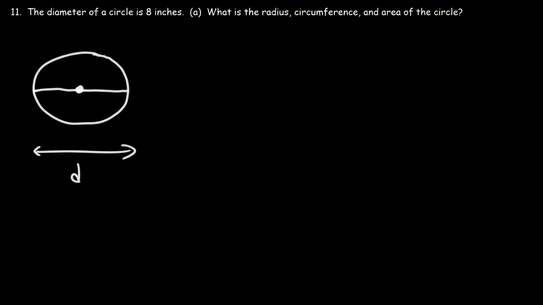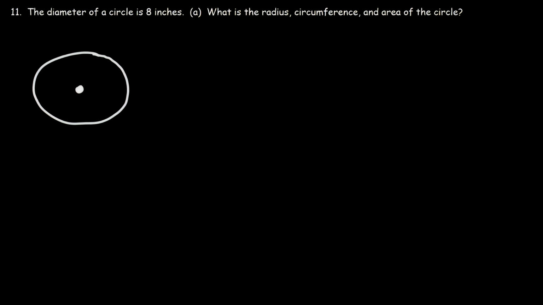Number 11. The diameter of a circle is 8 inches. What is the radius, circumference, and area of the circle? Let's begin with a picture. Let's say this is the center of the circle. The diameter is basically the distance between one end of the circle to the other end, but that segment has to pass through the center of the circle. So that is the diameter of the circle.